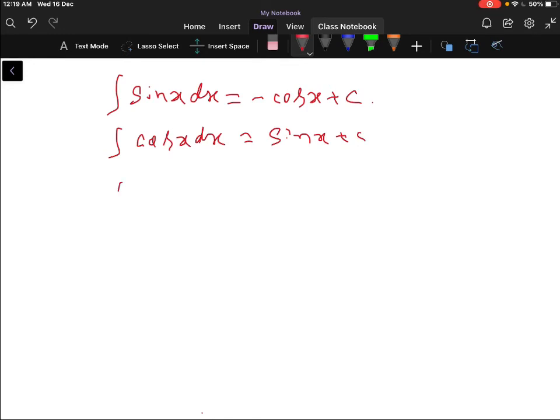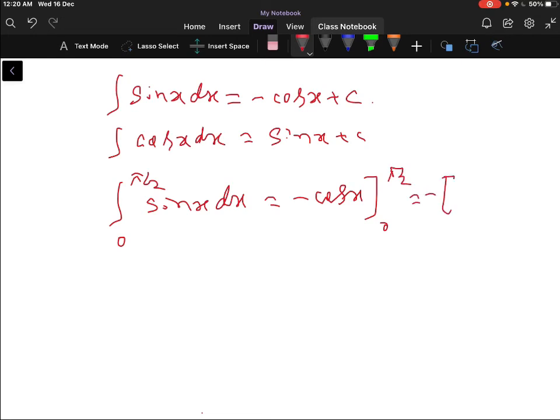Suppose if I consider the limits, integration from 0 to pi by 2, integration of sin x, that is equal to minus cos x, limits 0 to pi by 2, minus of cos 90 degrees 0 minus of cos 0 is 1, 0 minus 1, that is equal to 1. So we have a number, different number. So these problems easily can solve analytically. We'll have exact solutions.